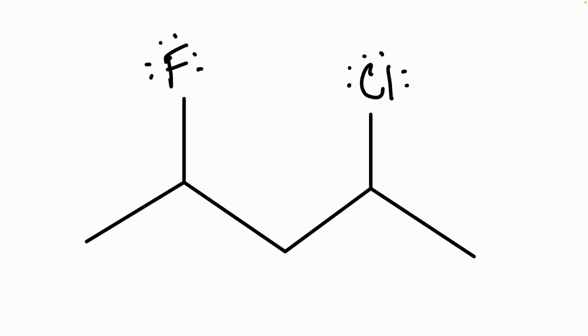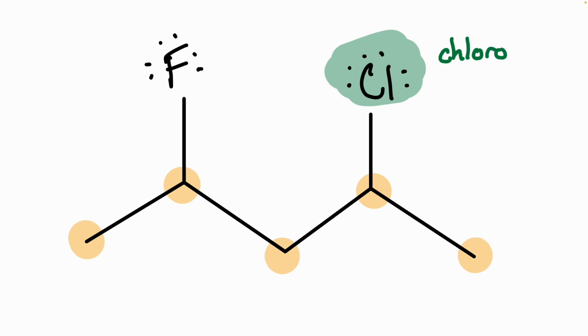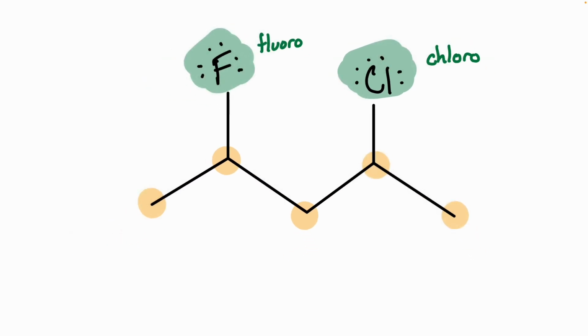All right, let's do this one together here. How many carbons are there in that parent chain? 5, 1, 2, 3, 4, 5. We called this a chloro group, and we called this a fluoro group. All right, we're going to now number our parent chain. 1, 2, 3, 4, 5. Go the other way. 1, 2, 3, 4, 5.